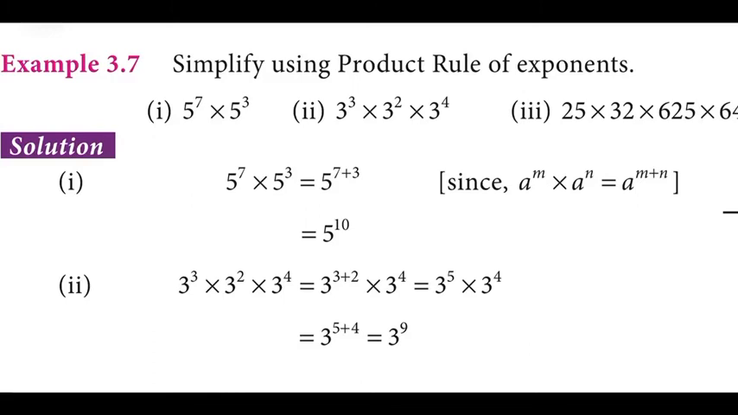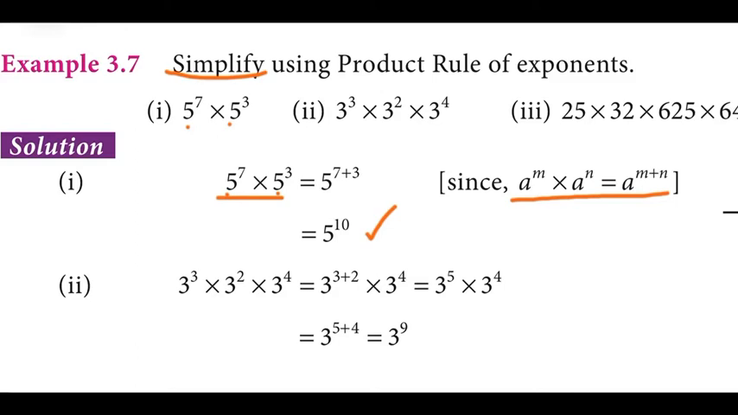Simplify using the product rule of exponents. First one, 5 power 7 into 5 power 3. When we check this, the base is the same, 5 and 5, so we can add the powers. Which rule? The product rule: a power m into a power n is equal to a power m plus n. So 5 power 7 plus 3, that is 5 power 10. We can simplify like this.